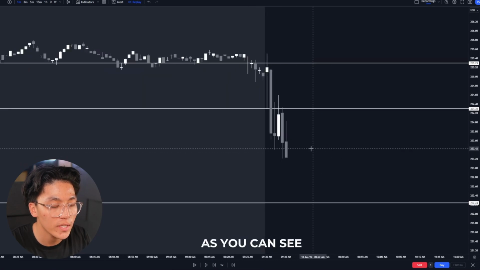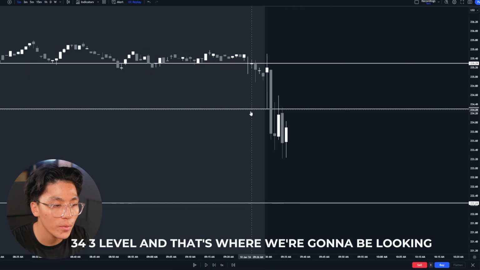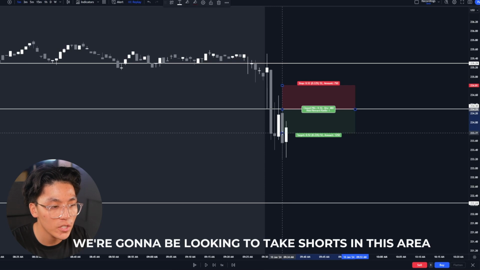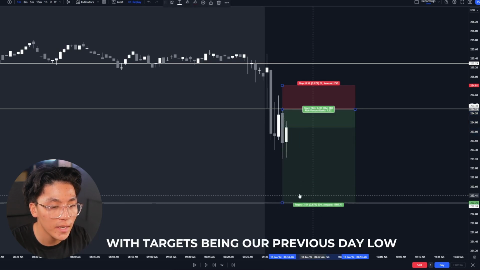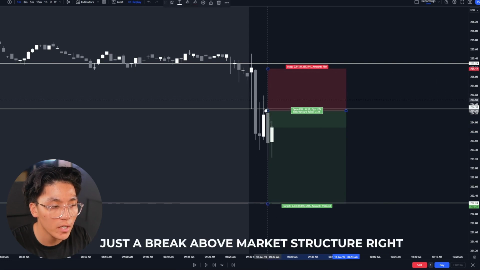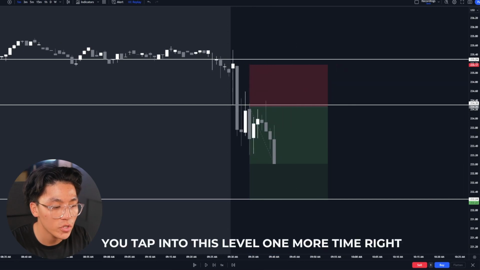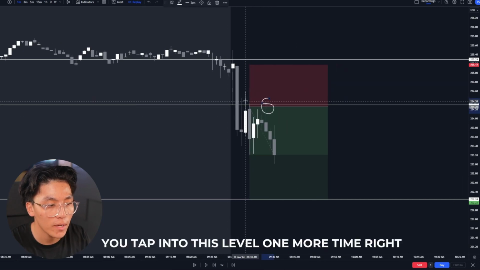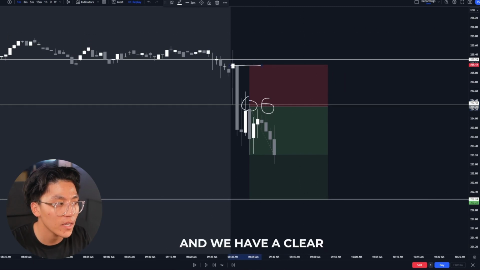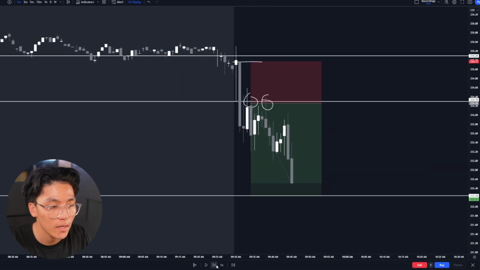So right here, as you can see, we have a clear level here being this 234.3 level, and that's where we're going to be looking to take shorts, right? We're going to be looking to take shorts in this area with targets being our previous day low, with stops being just a break above market structure, right? That's going to be the levels to look out for. As you can see, we tap into this level one more time, right? Clear level that we have, clear stops, clear targets, and we have a clear trade. So now we want to wait for the trade to play out.